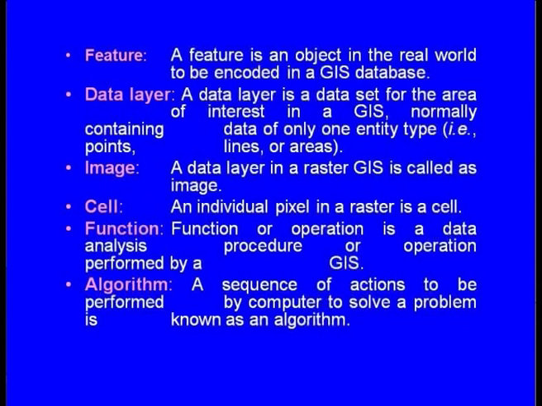Function. Function or operation is a data analysis procedure or operation performed by a GIS. Algorithm. A sequence of actions to be performed by a computer to solve a problem is known as an algorithm. So, now let us look at some of the basic tasks which may have to be done during the analysis procedure. First is measurement of length, perimeter and area.